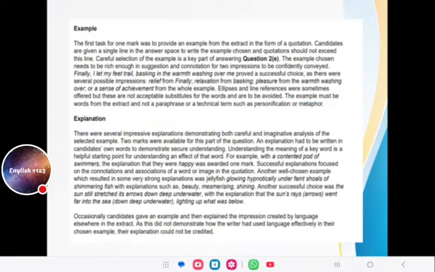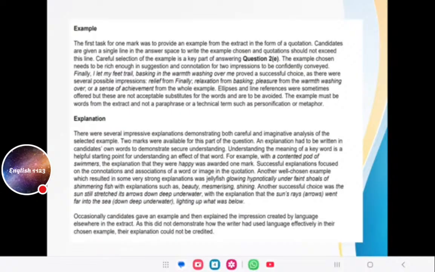Now explanation. There were several impressive explanations demonstrating both careful and imaginative analysis of the selected example. 2 marks were available for this part of the question, and the explanation had to be written in the candidate's own words. Explanation must be in your own words. Here, no copying is allowed. Own words to demonstrate secure understanding. Understanding the meaning of a key word is a helpful starting point for understanding an effect of that word.